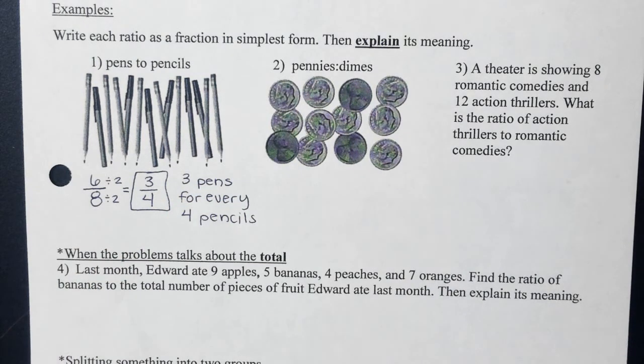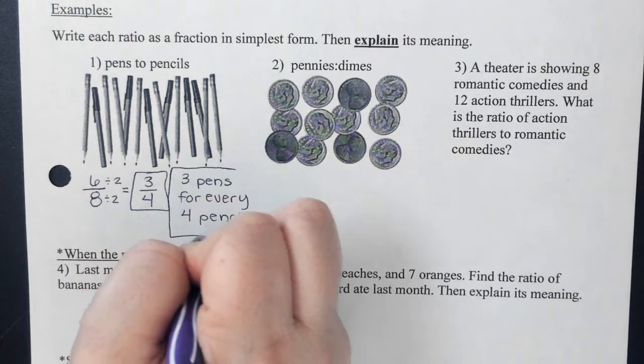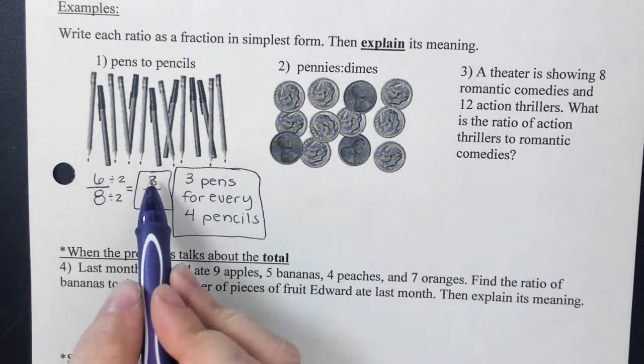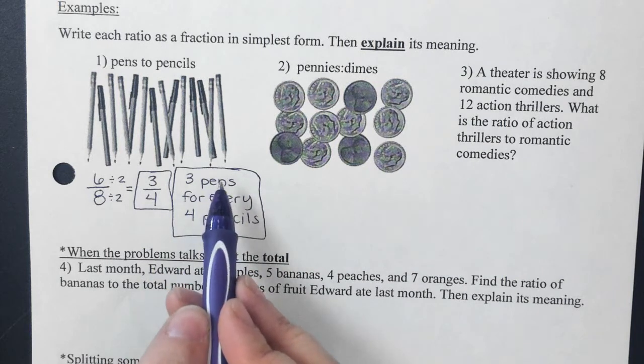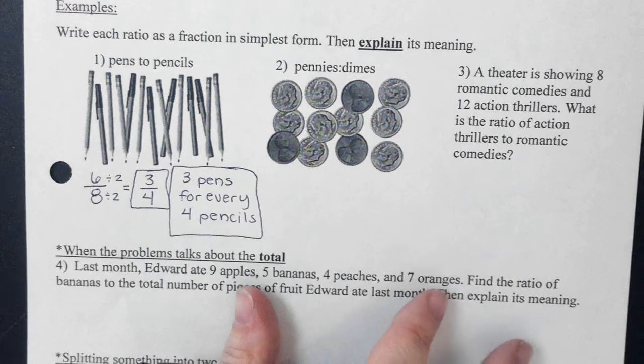Every time I have 3 pins, what am I also going to have? 4 pencils. If I have 4 pencils, what am I going to have? 3 pins. So these have to go together. We do want to keep it in this order. Since 3 was on top, we're going to talk about those 3 pins first. Okay, all right, so let's look at the next one.